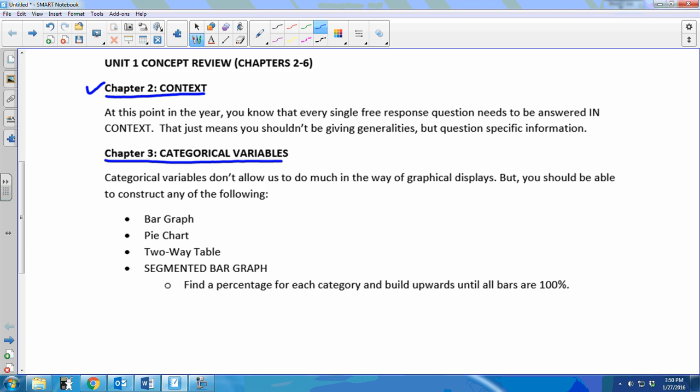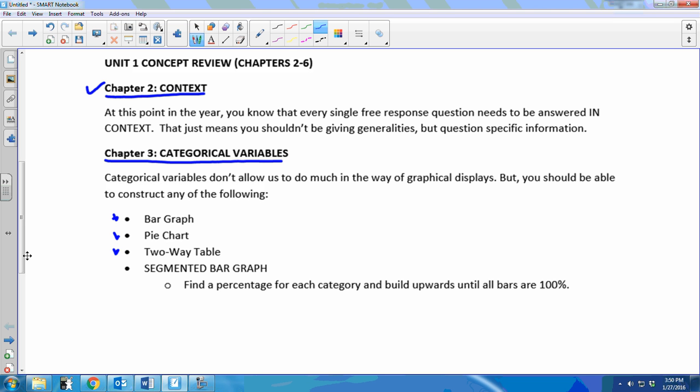Okay? But if we're just talking about categorical variables in general, you should be able to make some graphical displays. On the free response, they generally make you make something or construct something. So you should be able to make a bar graph. Right? You have the labels at the bottom on the x-axis, and you build bars for frequency. You could make a pie chart. You have the circle, you have the wedges based on the percentages. You should be able to make a two-way table or read a two-way table. Right? That's when you have 2 categorical variables and you're fitting people into those categories.